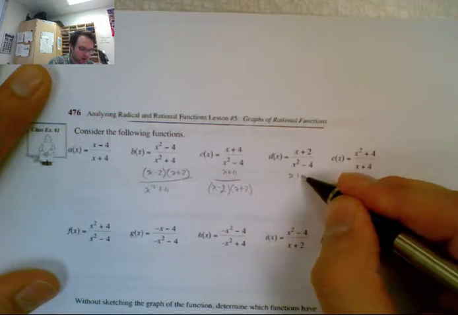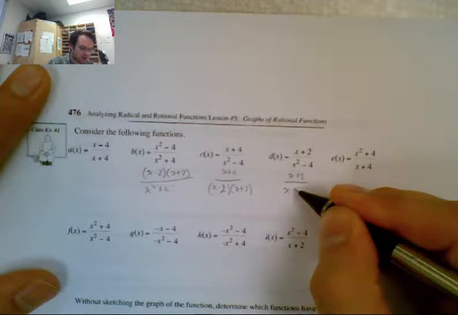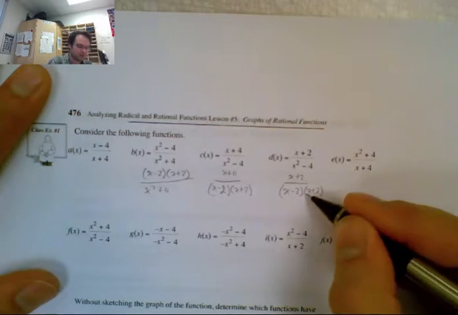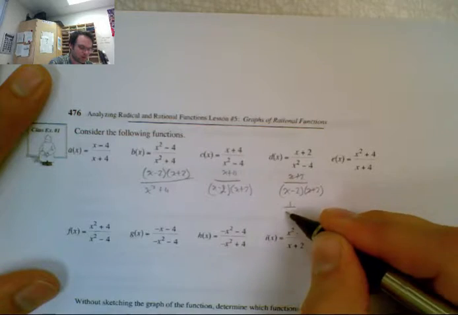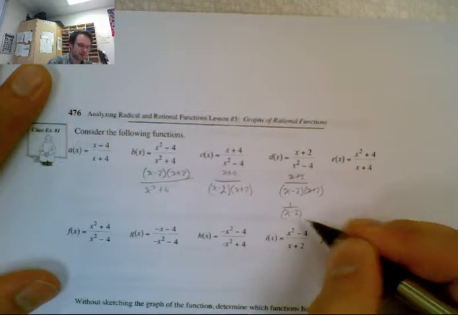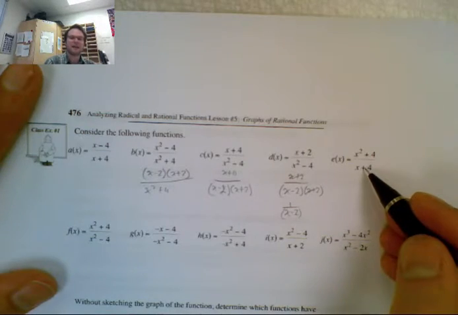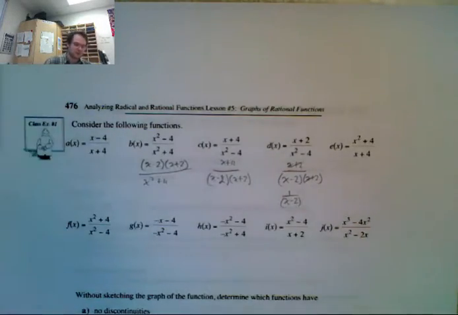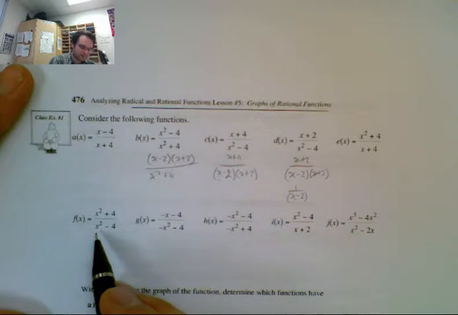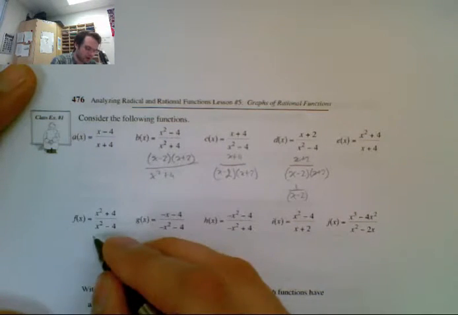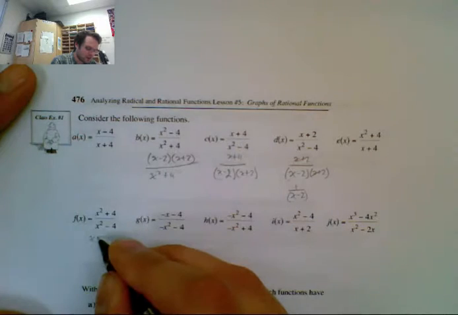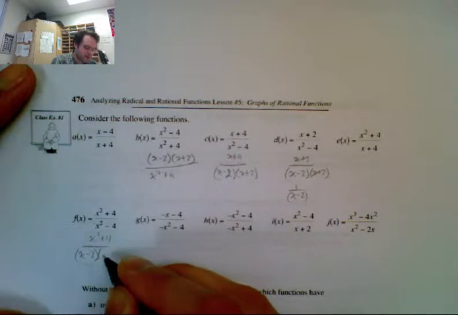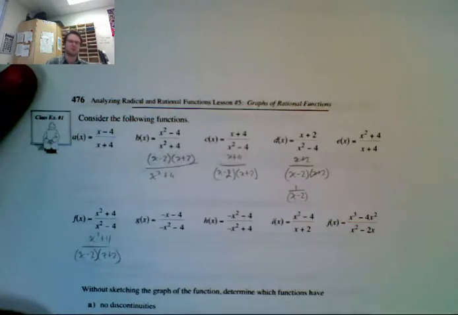Let's take a look at my next one here, d. This is going to be x plus 2 all over x minus 2, x plus 2. Well, these x plus 2s will cancel off, so I'm going to be left with 1 over x minus 2. Okay? Let's take a look at e. Well, that one can't be simplified. Leave as is. Let's take a look at f. Well, bottom can be simplified, so it's going to be x squared plus 4 all over x minus 2, x plus 2, and now we leave as is.